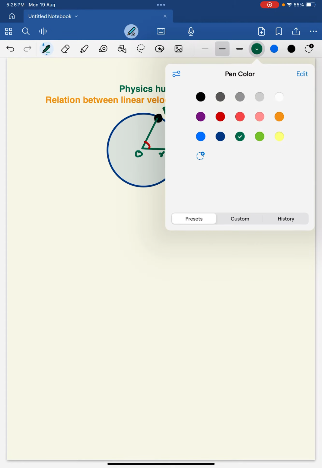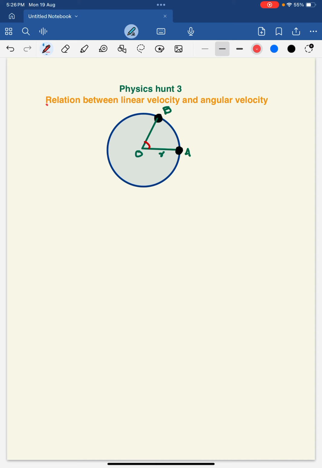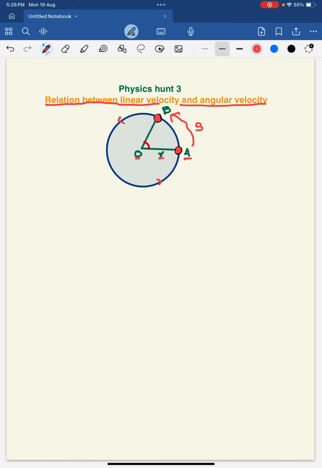In this video, I'm going to discuss the relation between linear velocity and angular velocity. Look at this diagram. There is a particle of mass m which is moving in a circular path. Let us assume the particle is moving in the anti-clockwise direction. Initially the particle is located at point A, whose radius vector is r from the center O. Now the particle is moving from A to B in this direction. That means it covers some distance s and it makes an angle theta with respect to the radius.